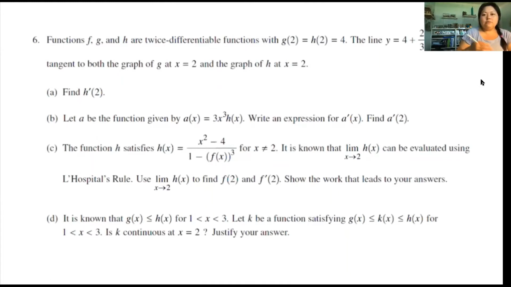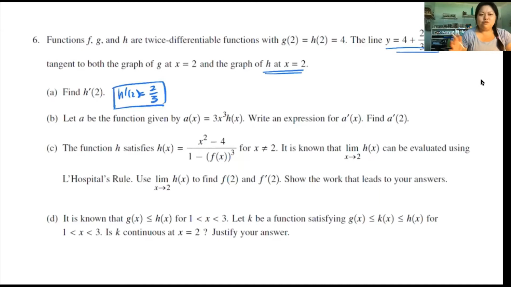So this one is actually pretty good. h prime of 2, what is the slope? What is the derivative at 2? Well, it should be the same as the tangent line slope at 2. So since this line is tangent to h at x equals 2, then h prime of 2 is the same as that slope. So it's the same as 2/3. All right, that one's straightforward.